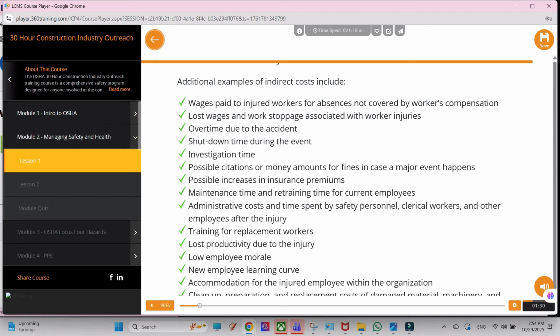Administrative costs and time spent by safety personnel, clerical workers, and other employees after the injury. Training for replacement workers. Lost productivity due to the injury. Low employee morale. New employee learning curve. Accommodation for the injured employee within the organization. Clean up, preparation, and replacement costs of damaged material, machinery, and property. Poor customer and community relations.